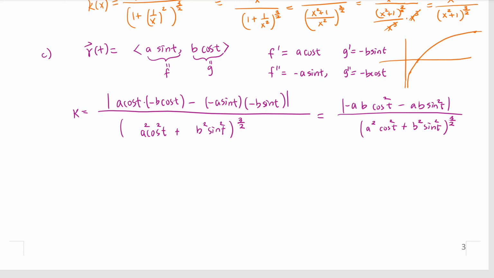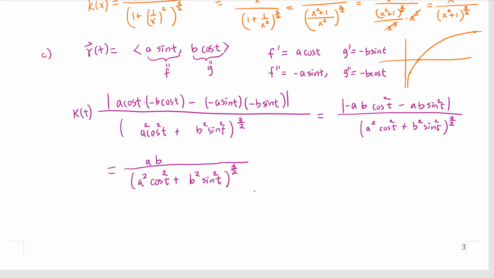So you can see the top is the same as we can factor out minus ab, and what's left is cosine squared plus sine squared. Well, that is 1. But the absolute value of negative ab is just ab. So suppose a and b are both positive. Then we have ab over a squared cosine squared t plus b squared sine squared t, to the 3/2. And you can see this is a function of t.